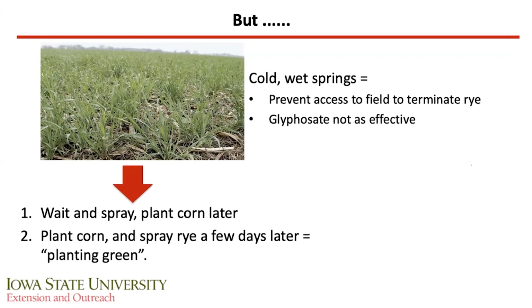But how many farmers like to just sit and wait for things to warm up, right? After winter, we're always antsy to get into the field and get things planted and get things on the way. And so a lot of farmers have been planting their corn and then spraying rye a few days later after planting corn. And so this practice is referred to as planting green.